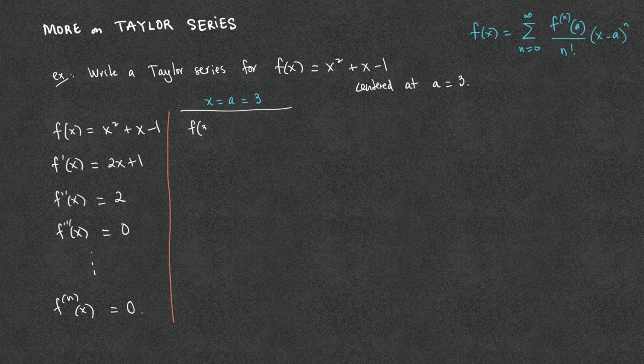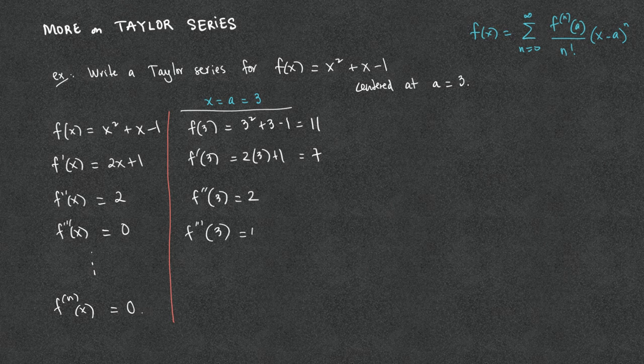f of 3 is 3 squared plus 3 minus 1. We simplify that into 11. f prime of 3 is 2 times 3 plus 1, which is 7. f double prime of 3 is constant, 2. f triple prime of 3 is 0. And all of the derivatives after, evaluated at x equals 3, are 0.